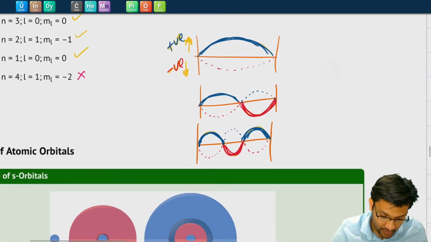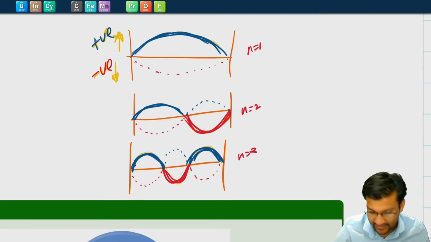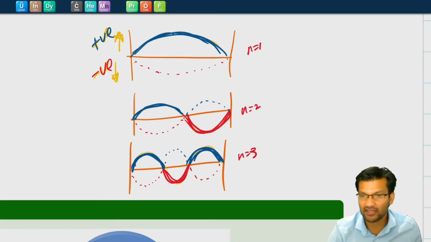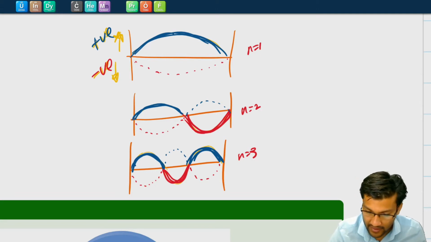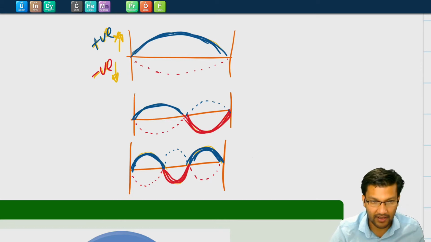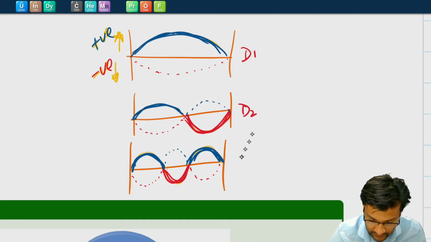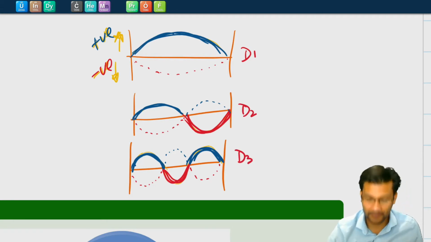All right, so we talked about how when we label these, we call this n equals 1, n equals 2, n equals 3. These n values have nothing to do with the quantum numbers. In fact, let's not use n. Let's use something else. I'm going to call them D1, D2, D3, those are our waves.